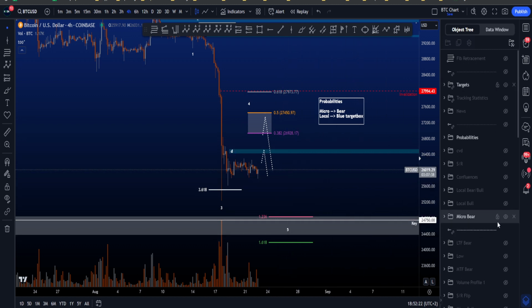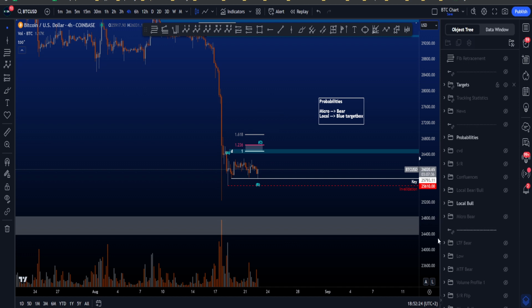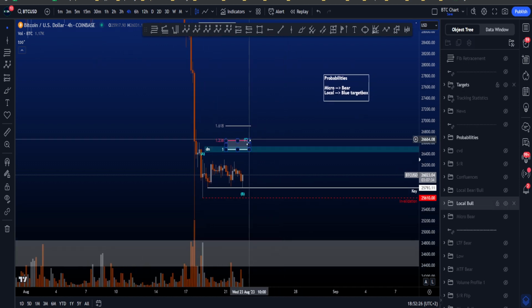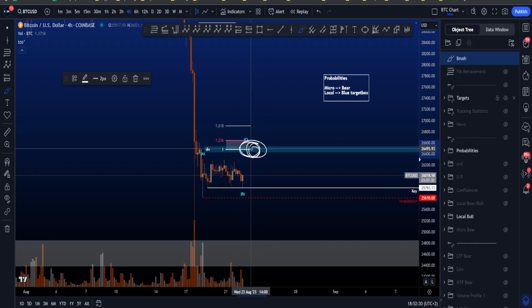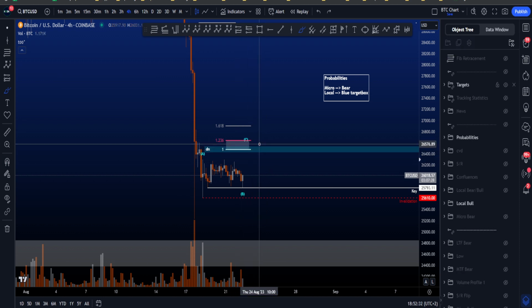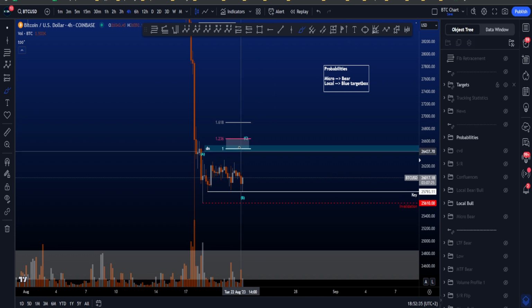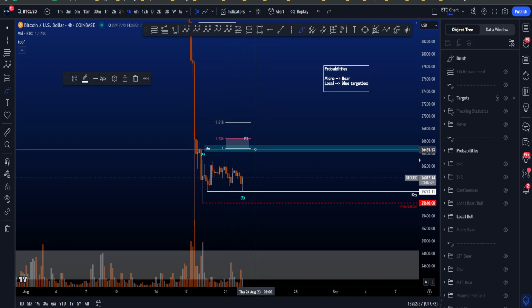But more locally, if we look at the local scenarios, then preferably this is my scenario over here where we're going to be looking for the blue target box over here, which from an Elliott Wave point of view gives us currently the higher probability. So that is definitely an area of interest.